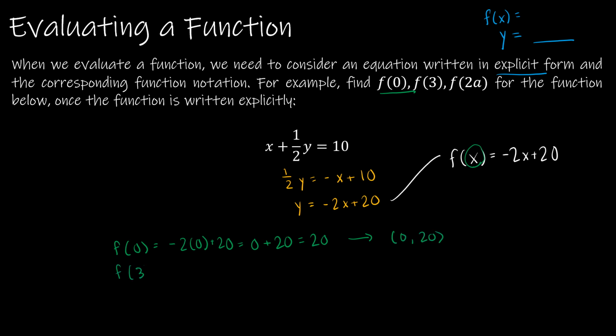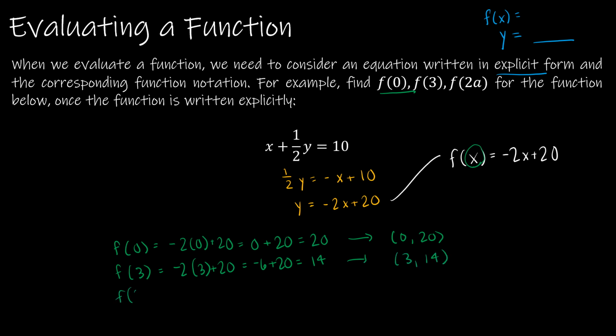F of 3, same idea. I replace x with 3. That leaves me with -6 plus 20, or 14. Again, that translates into the ordered pair (3, 14).